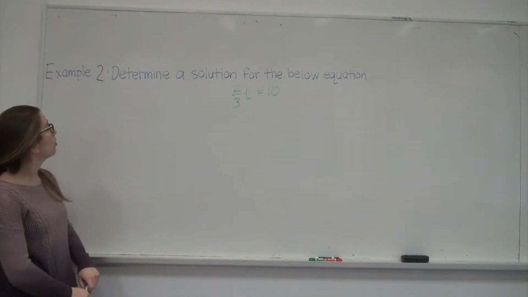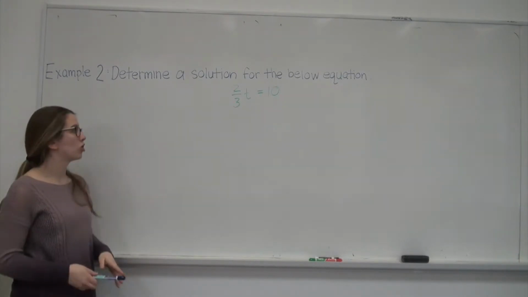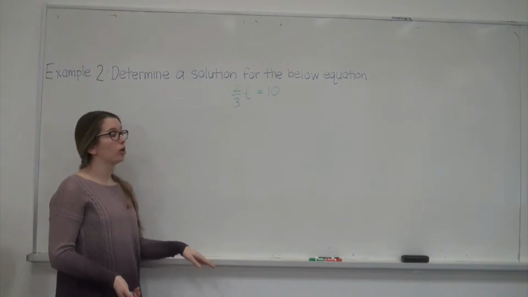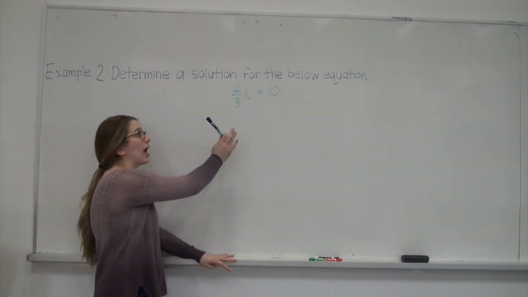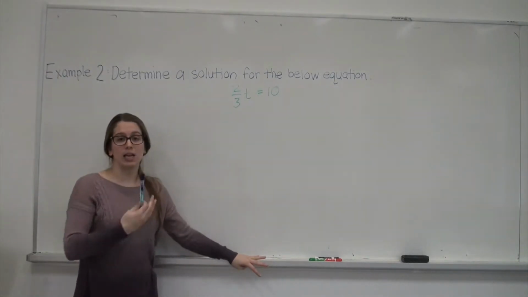In our second example, we are told to determine a solution for the below equation. We're trying to find a value for t that's going to make both sides of the equation equal. The variable of interest we're working with in this equation is t, and remembering that the equal sign is telling us that we must maintain equality.